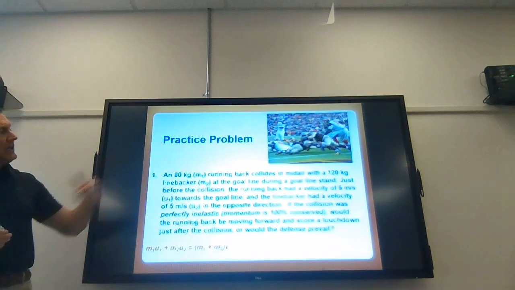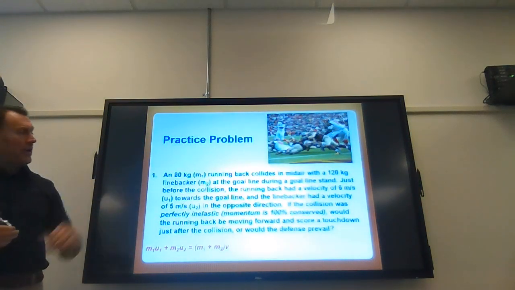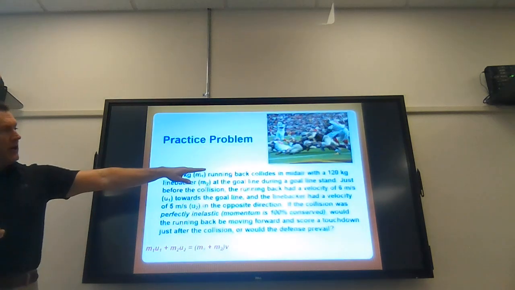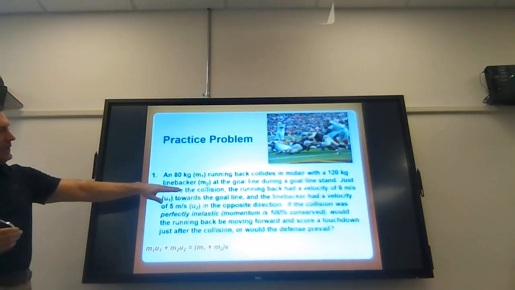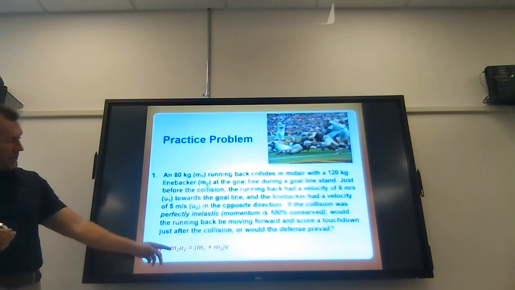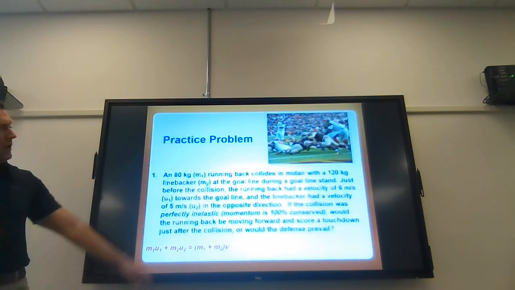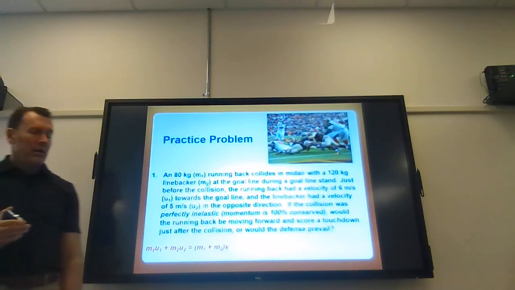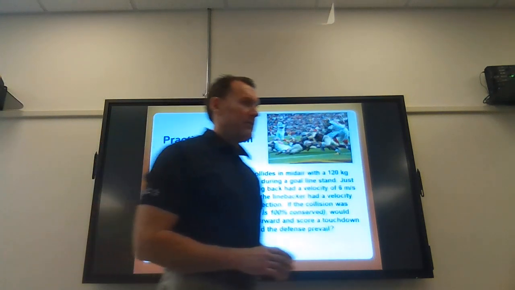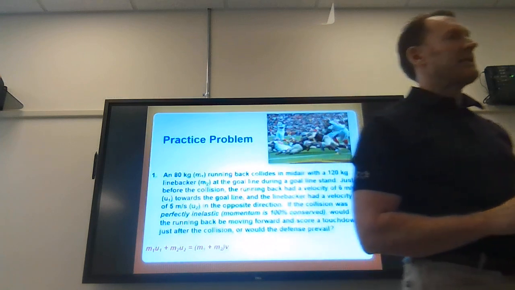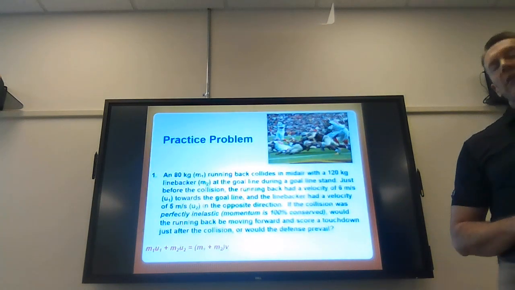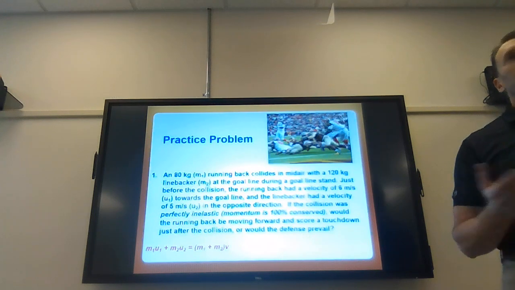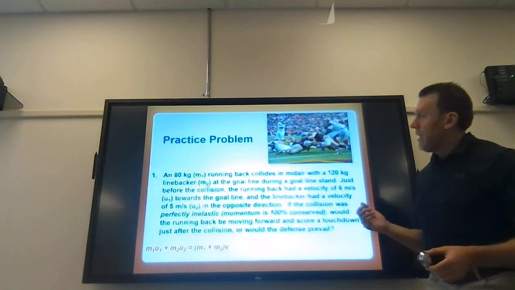So an 80 kilogram running back, we'll call that mass 1, collides in midair with a 120 kilogram linebacker, we'll call that mass 2, at the goal line during a goal line stand. Okay, so first question, is mass a vector? No, it's a scalar quantity, so we don't have to define direction, we just want to know the magnitude.